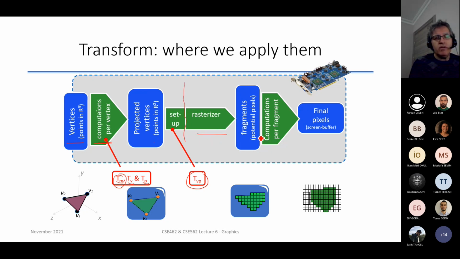This is also a very important and very expensive part of the process. And here we have a lot of possibilities to parallelize things. All right. So here you have the fragments, the potential pixels, and then you have the computations per fragment, and you have the final pixels in your screen buffer.